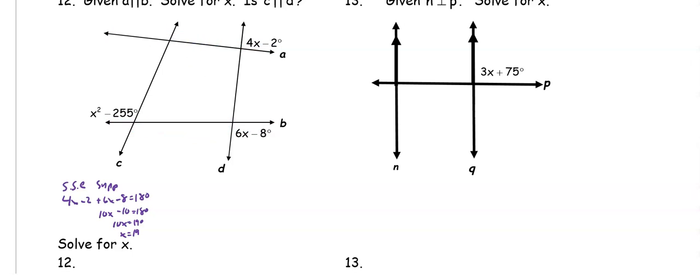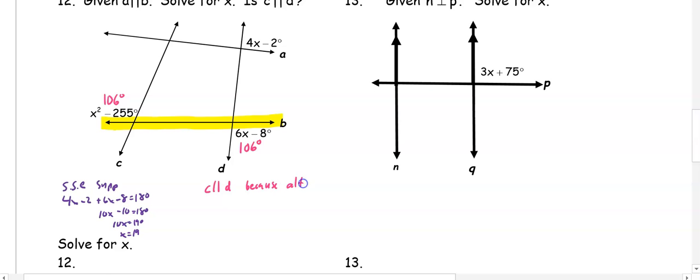Once we know x is 19, I want to see, are these other two lines parallel? So I'm going to turn B into a transversal. So the other two angles that are on that transversal are alternate interior angles. So they would have to be congruent. So we're going to put 19 into both angles. So we have 19 squared minus 255 gets us 106 degrees. And we have 6 times 19 minus 8. That's also 106 degrees. So we can say C is parallel to D because alternate exterior angles are congruent. So lines are parallel.